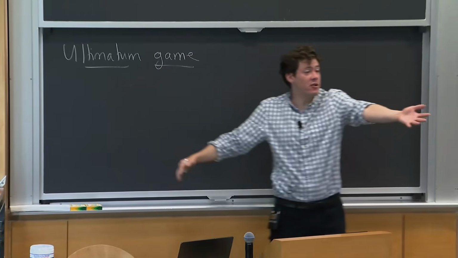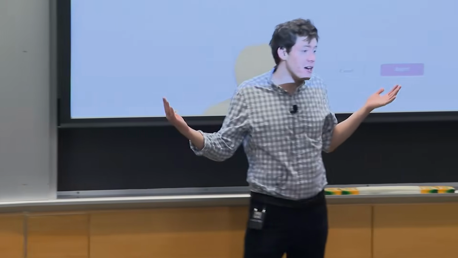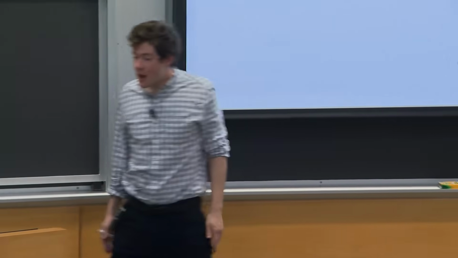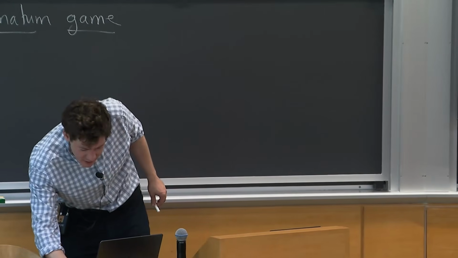So player one makes an ultimatum. This is how much money you get. This is how much money I get. Take it or leave it. Player two says, I'll take it, or I'll leave it, and then we both get nothing. So that's the game. I think in this version you have $100 maybe to split. So let's play and see what happens.